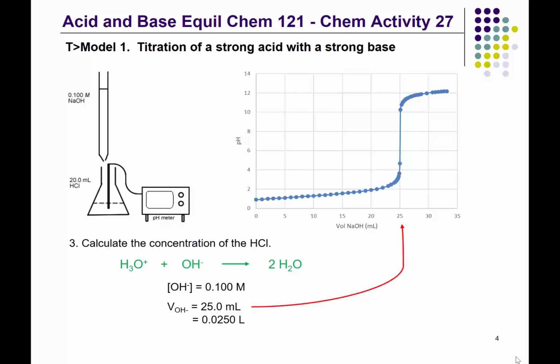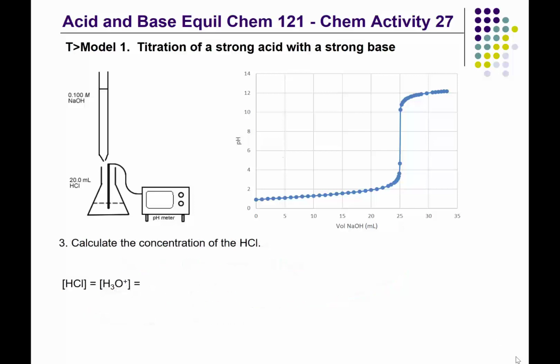Now let us consider what we know about the hydronium ion solution. Given is the original volume of the HCl solution, which is of course the source of hydronium ions, and this is equal to 20.0 mL, or 0.0200 liters. What we don't know, but can now calculate, is the original concentration of the hydronium or HCl solution before the titration. The calculation would look like this: 0.100 molar hydroxide ions times the volume, 0.0250 liters, will give us the moles of hydroxide ions.